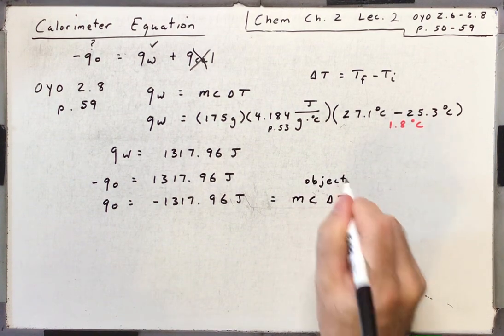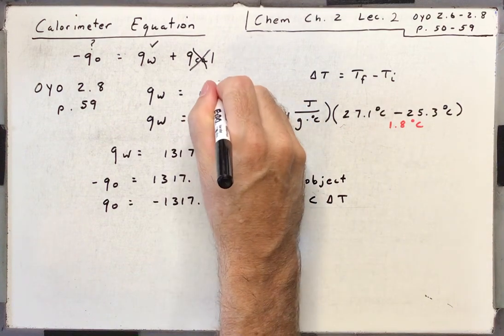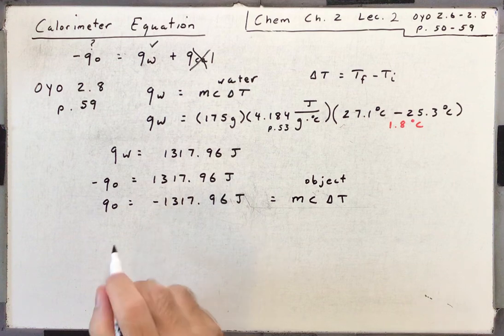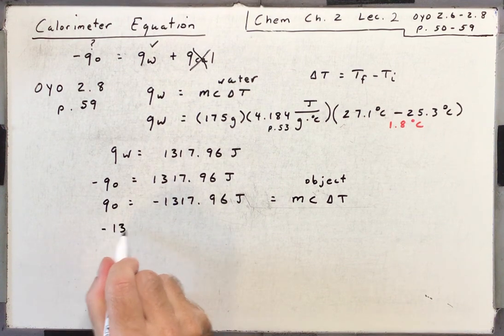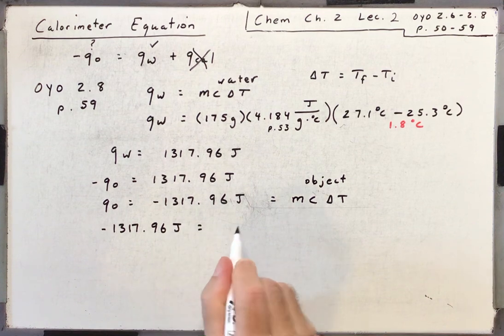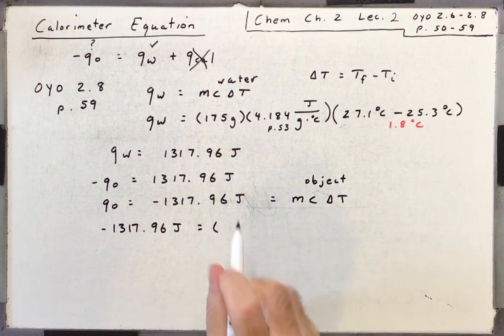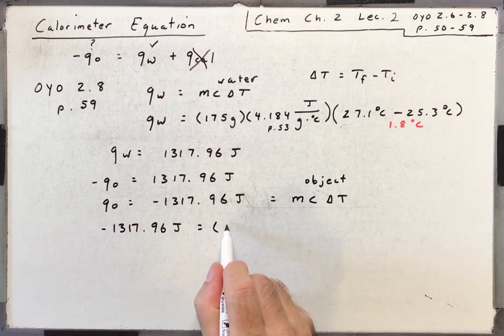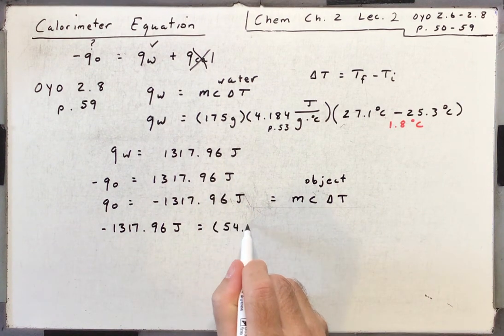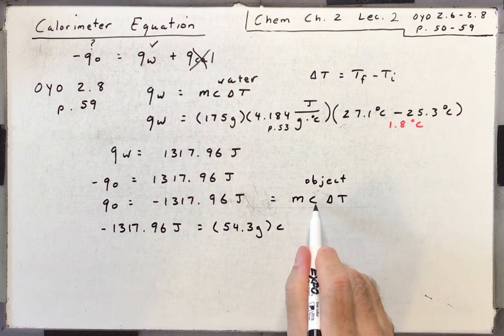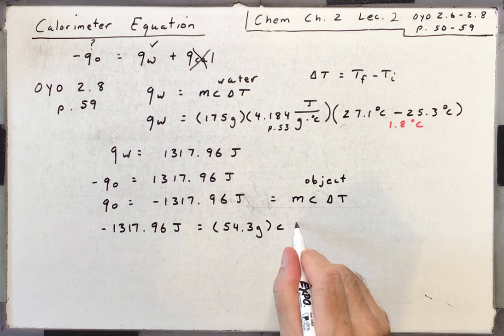Remember this? The MC delta T up here was for the water. Right? This is for the object. So I'd have negative 1317.96 joules is equal to, what's the mass of the object? Now it's not 175 grams, that was the water. It's 54.3 grams. We don't know the specific heat, that's what we're solving for.